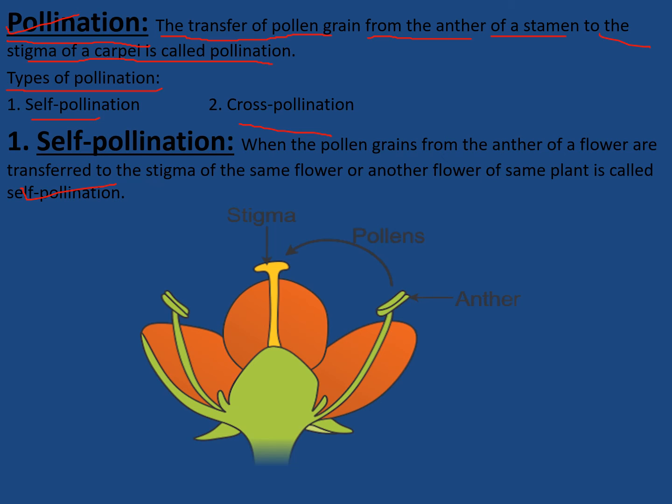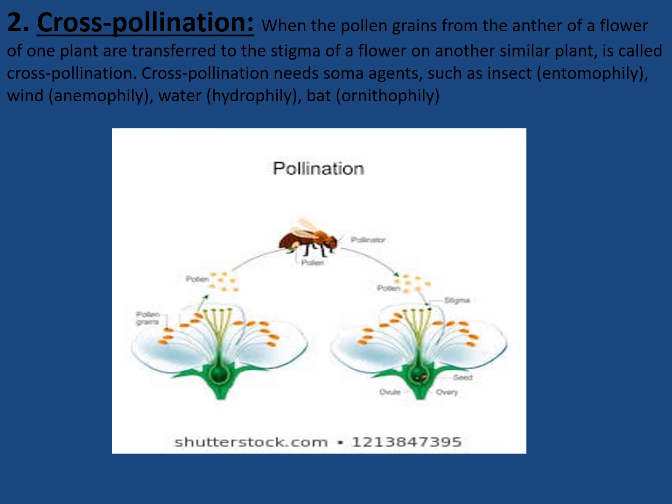Then next is known as cross-pollination. Cross-pollination is when the pollen grains from the anther of a flower of one plant are transferred to the stigma of a flower of another similar plant. For example, two hibiscus plants are grown in your garden. These two are a little distance apart, means far away from one place to another place.